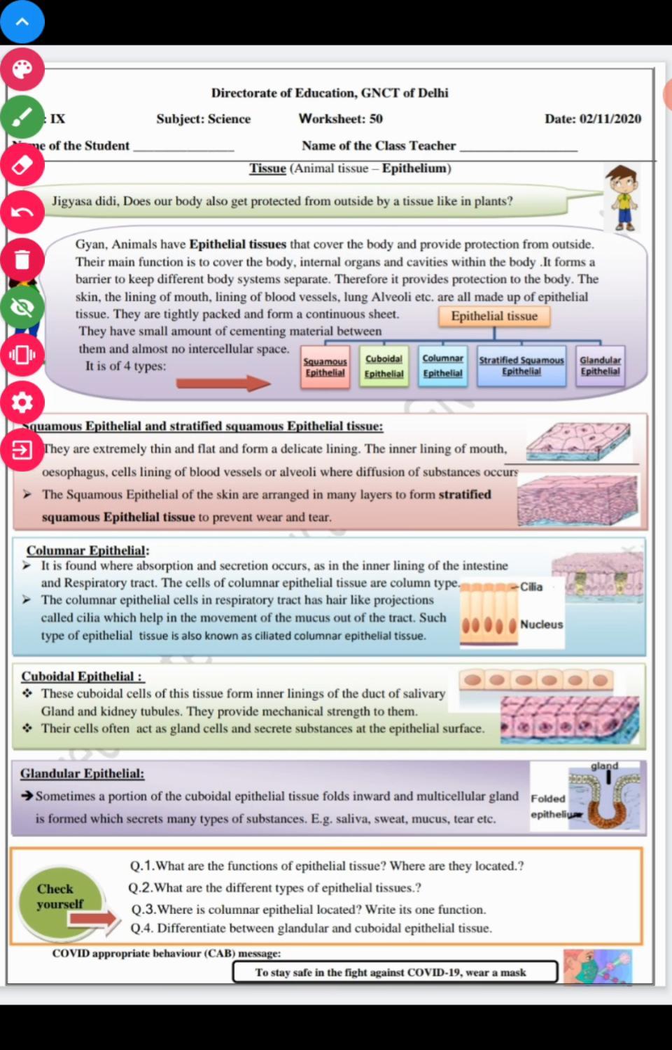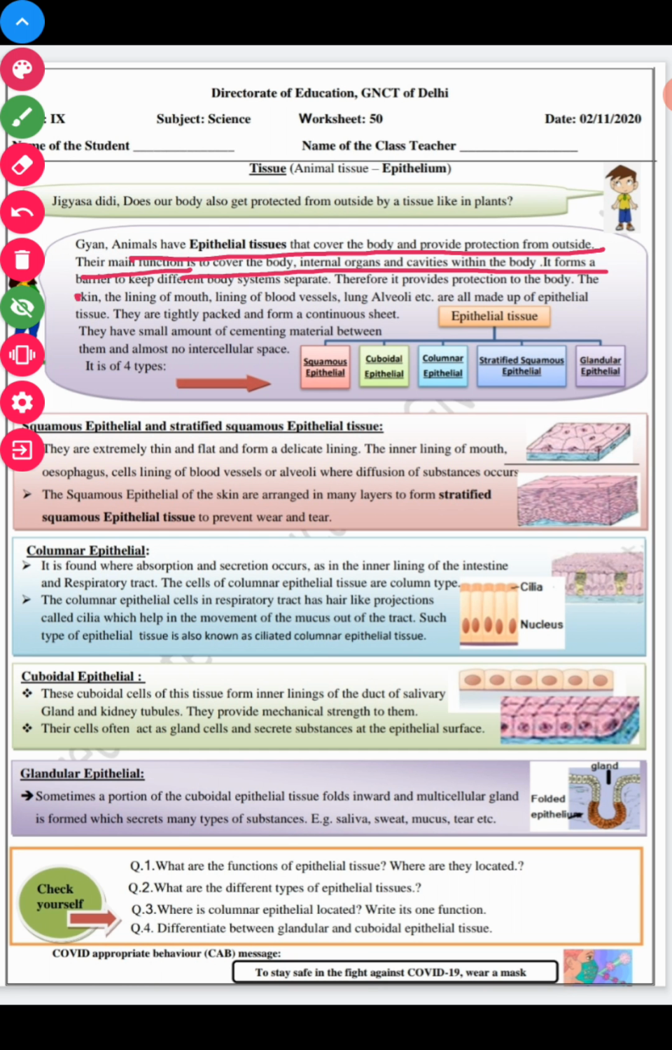So this is all about today's worksheet. Let's do the practice exercise. First question: what are the functions of epithelium tissue and where are they located? You have to write all these. Animals have epithelium tissue that covers the body and provides protection from the outside. The main function is to cover the body, internal organs and cavities of the body.